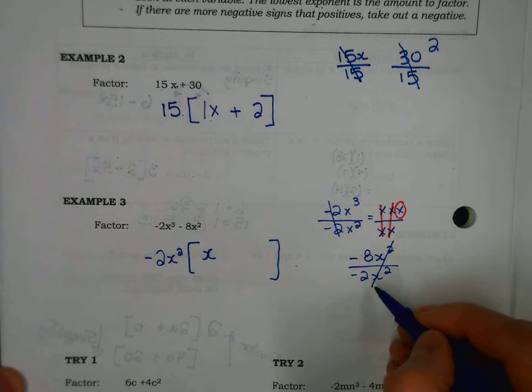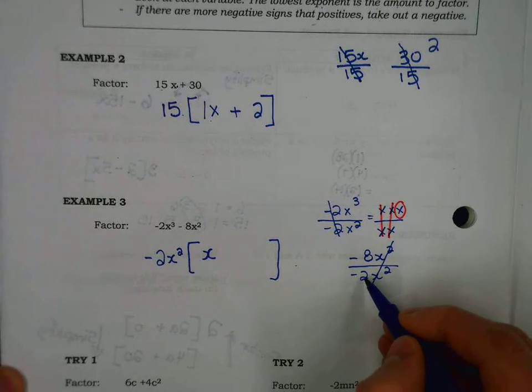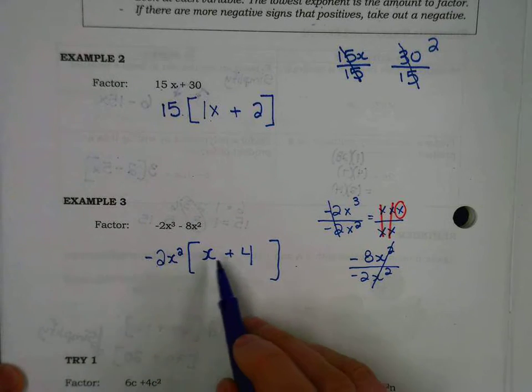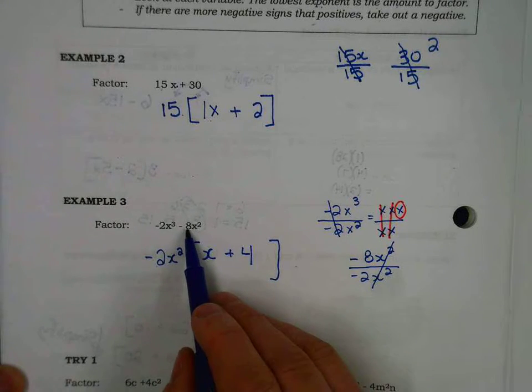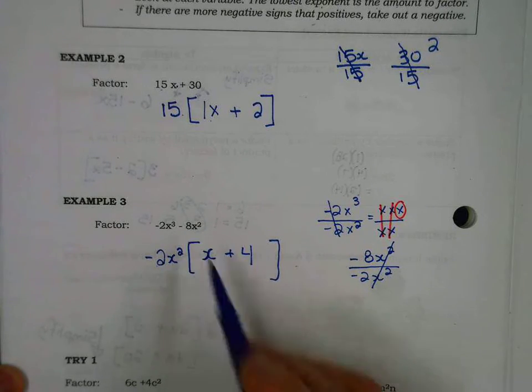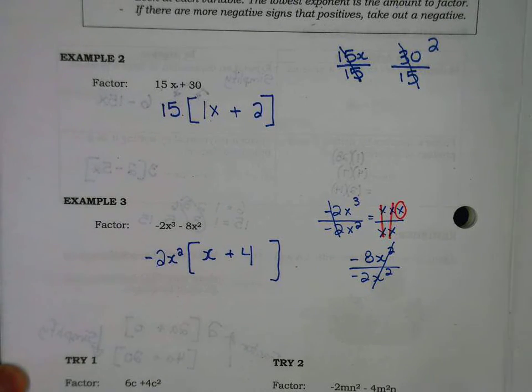Both x squareds cancel, and the negative 8 divided by negative 2 makes a positive 4. Double check. Negative 2, positive 4, negative 8, good. X squared, x squared. And there's your final answer, factoring.